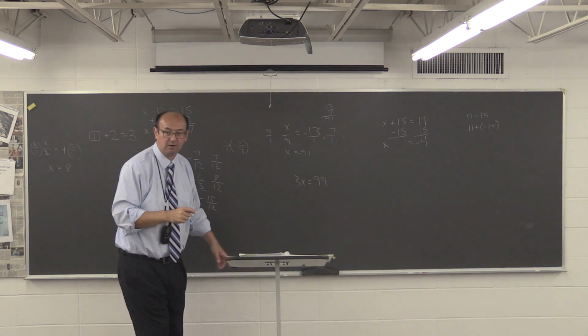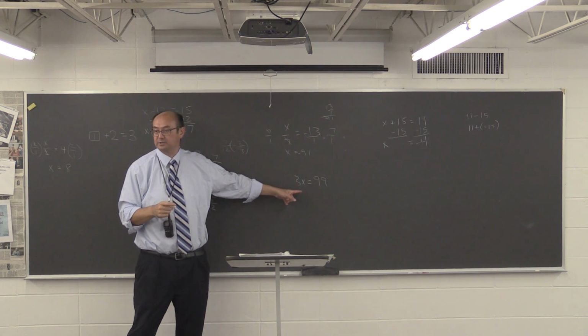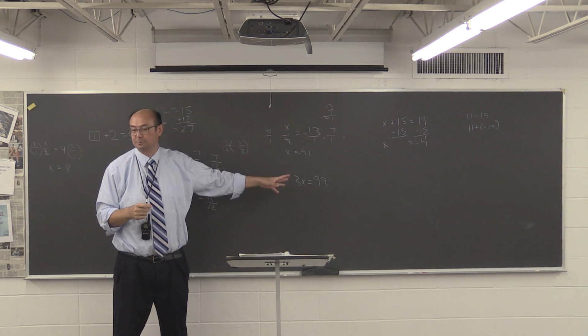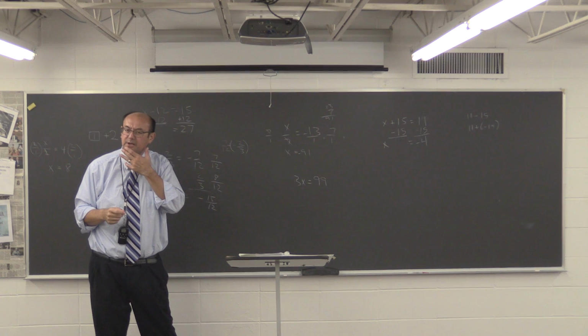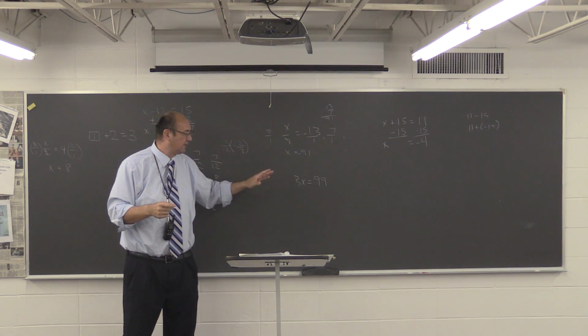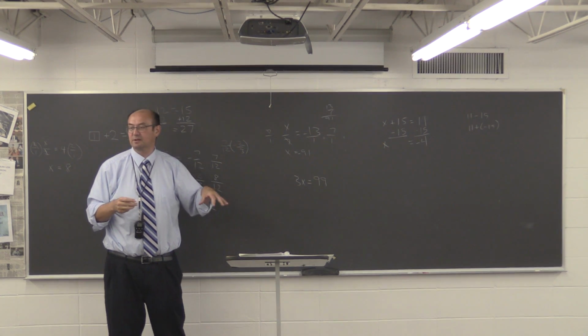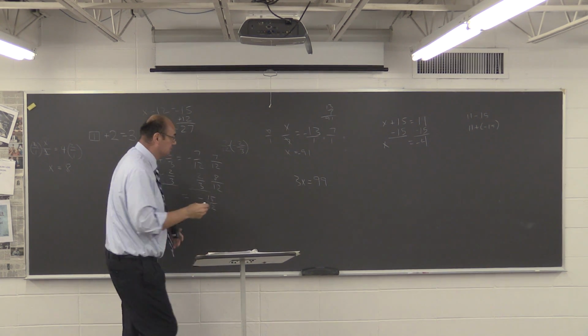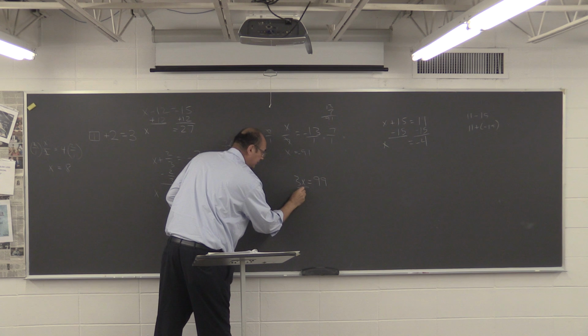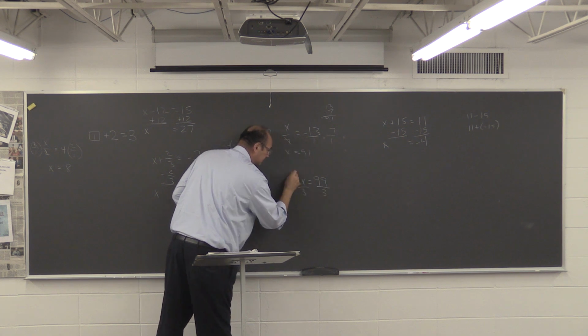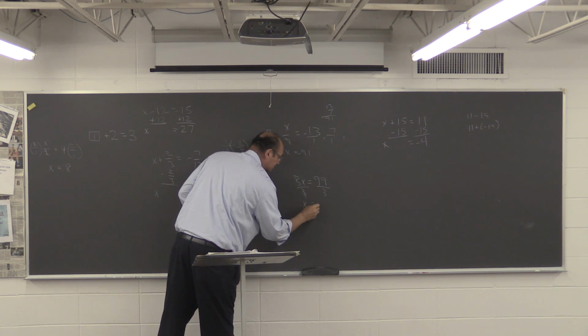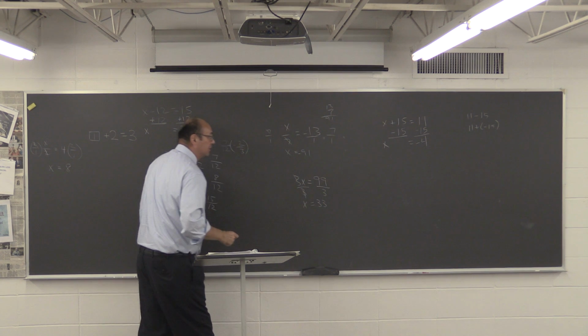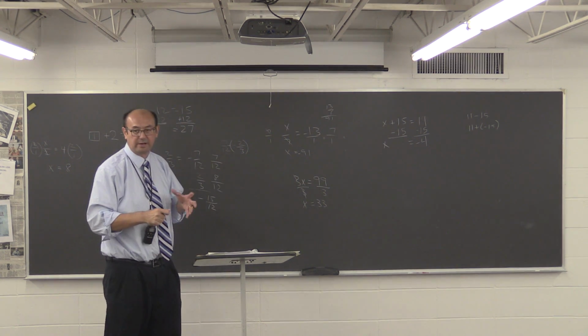Okay, there's our answer. Now, what's this 3 and this x next to each other mean? That means multiplication, doesn't it? What's the opposite of multiplication? Division. So if I divide everything that's not x, it's going to cancel out perfectly, and I'm only going to have x left. So if I divide both sides by 3, this cancels, and x is equal to 33. Okay? That kind of helps me know.